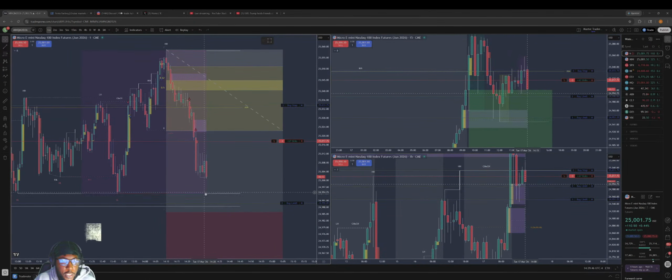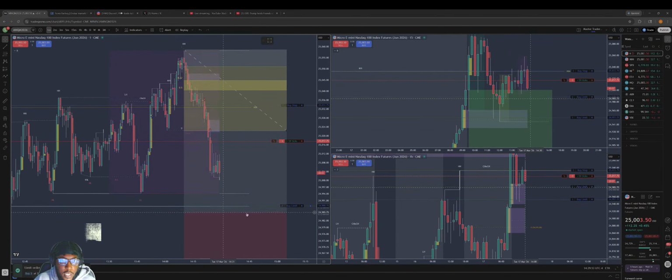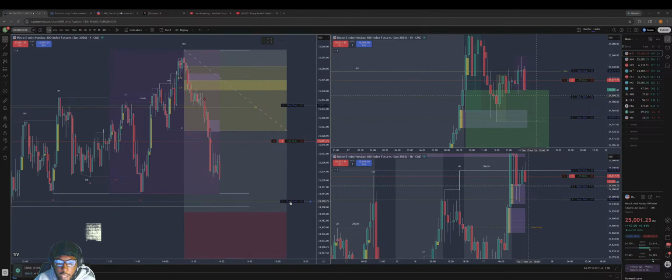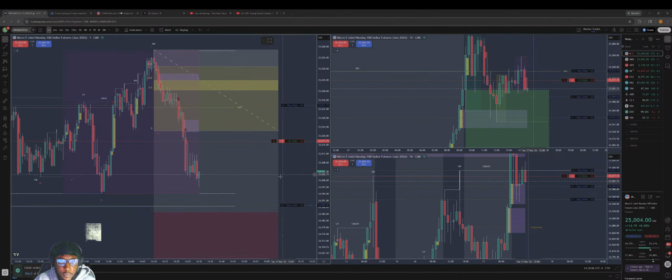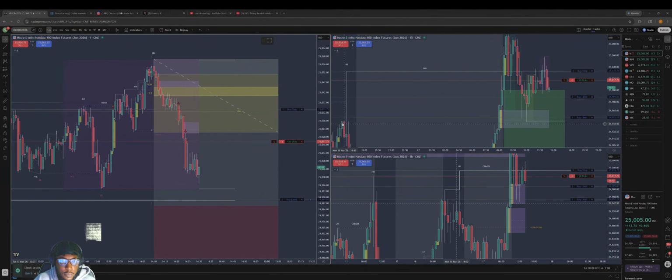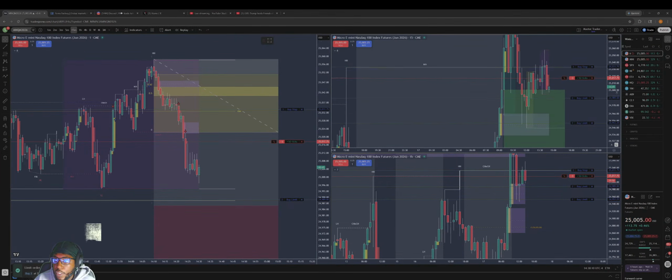So right now, we're looking for price to continue to stay lower, to come down here to our first TP. And that would be right along this area. This is right at 24,988. So we want to see price continue to get lower right here.